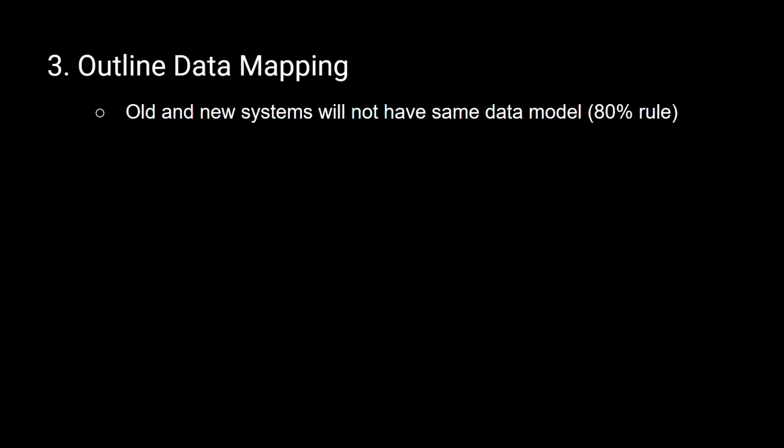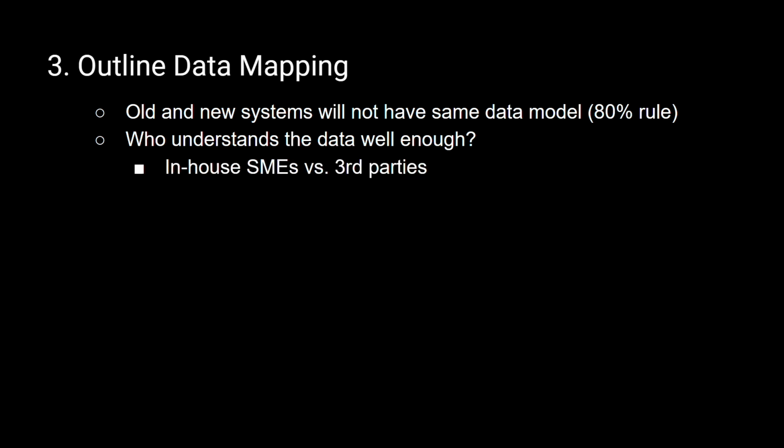And in any project that involves data, often 80% of that project is prepping the data, shaping the data, getting it ready to move into whatever system you need to use it in. So you need to figure out who understands the data well enough, because you're going to need that person or those people to help with the data mapping. You may have subject matter experts who are in-house that can help you. On the other hand, you may need to reach out to third parties. This can happen in particular when you're interfacing with government systems that have complicated rules and regulations surrounding their data.